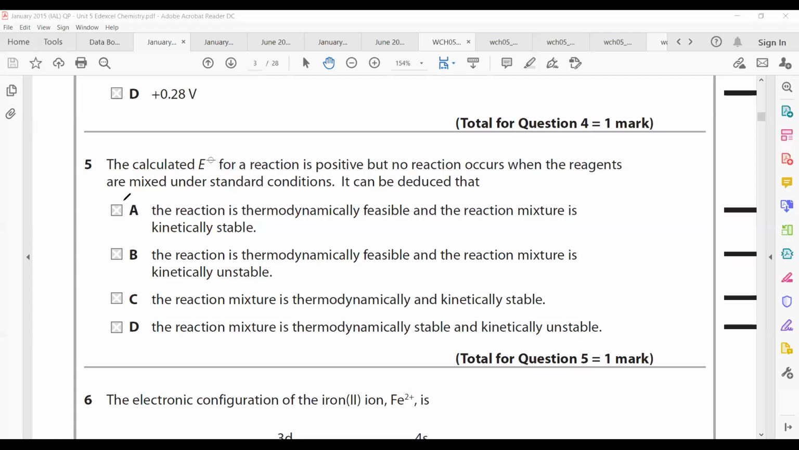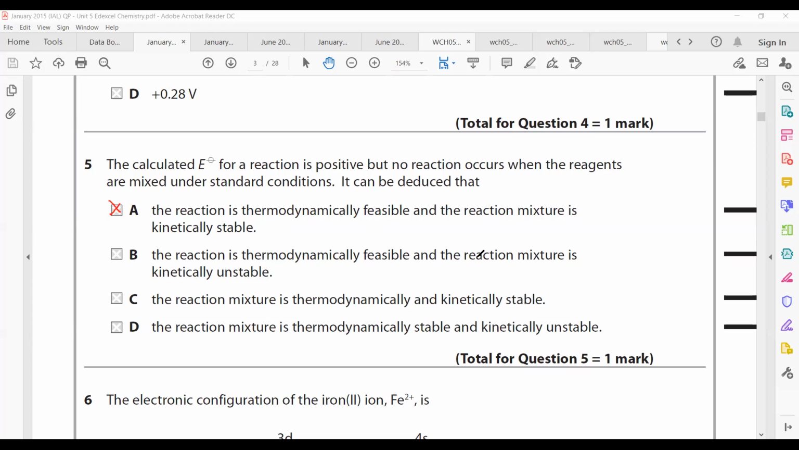So A is the right answer, because what happened? They are thermodynamically feasible because the electrode potential is positive. For a cell, it means the reaction can happen, but it is not happening. It shows the conditions are not favoring the reaction to occur, or at that temperature the reaction does not start.